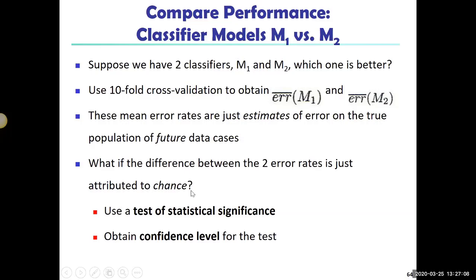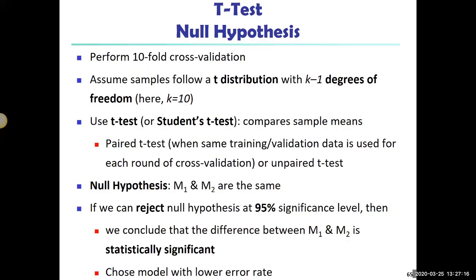I think we all know this, right? Test the statistical significance between 2 means and obtain a confidence level for the test. T-test: in the assignment, I deliberately added the paired T-test. When you have exactly the same training and validation set used for different rounds between 2 systems, you will use a paired T-test. Otherwise, you use an unpaired T-test. There are methods in R, in statistical packages, that could help you run a T-test.